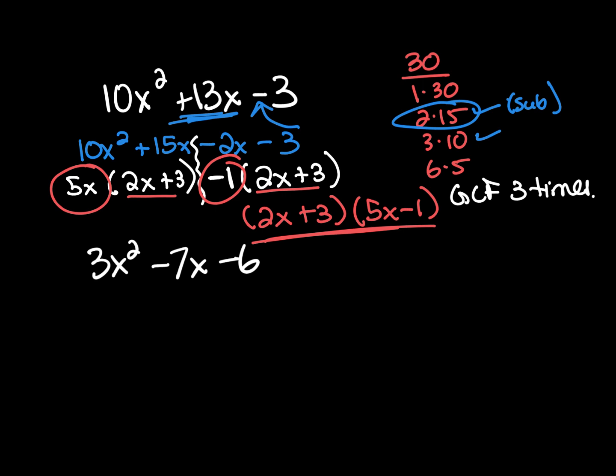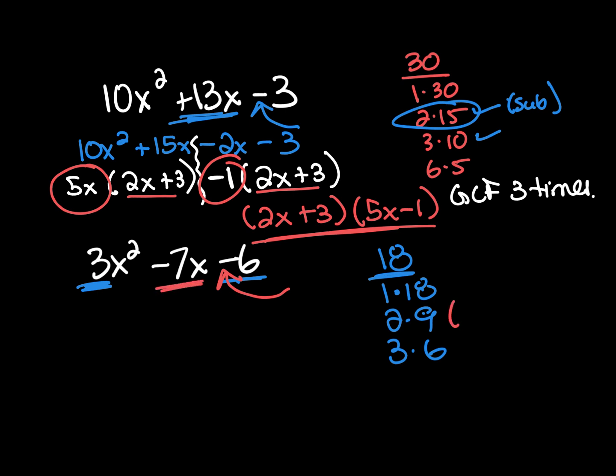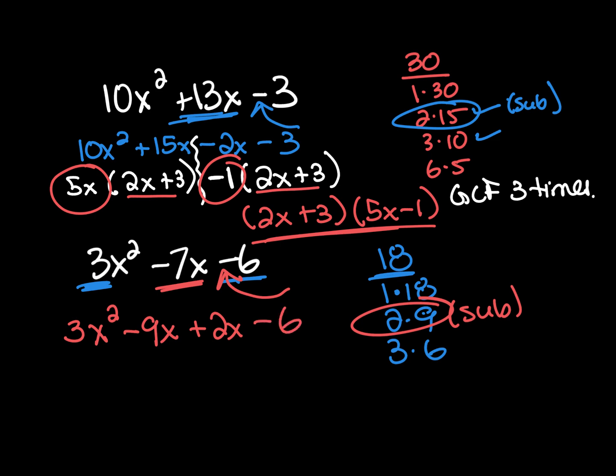Let's keep going. We have here 3 times 6. So this time 18 is my number. So I'm going to go 1 times 18, 2 times 9, and 3 times 6. Again, I'm looking here. My third term is a negative, so I want something that's going to subtract to give me 7. That's definitely the 2 and the 9. This time when I rewrite my 4 terms, I'm going to make the 9 negative and the 2 positive because I want it to give me a negative 7x.